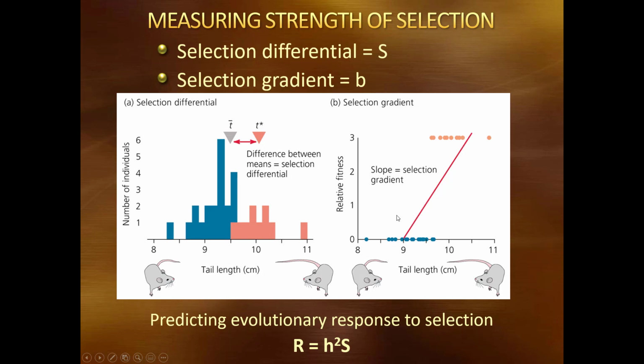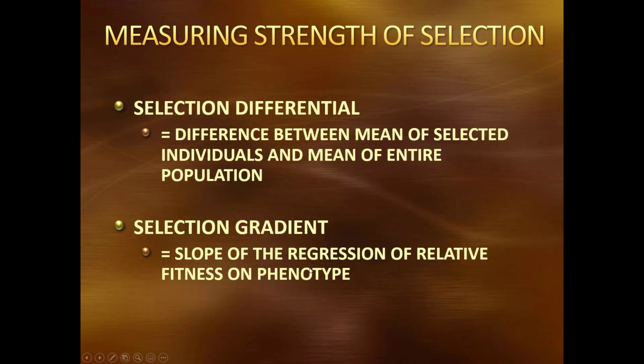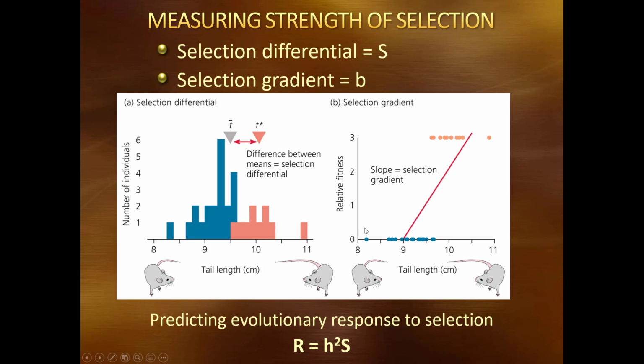So if we go back here, it's looking at the slope of the regression of relative fitness on phenotype. Here was relative fitness, here's phenotype, and we draw a line between those two sets of data points. That is our selection gradient. So the gradient looks at fitness differences, and the selection differential just looks at the mean difference in the trait itself.